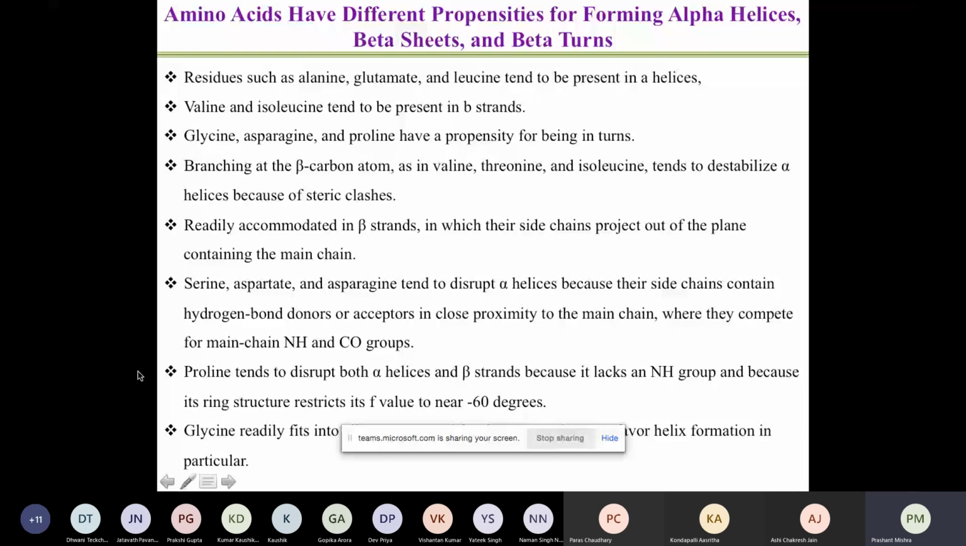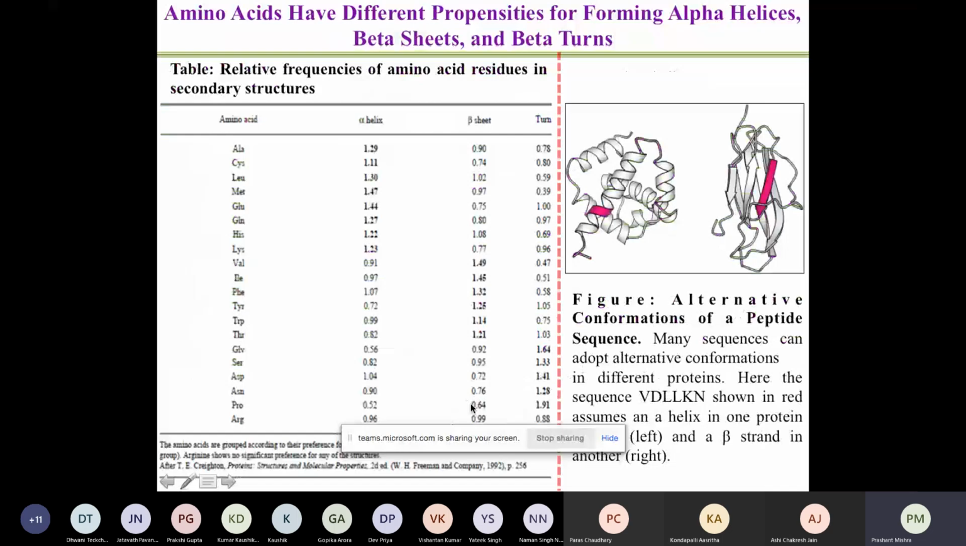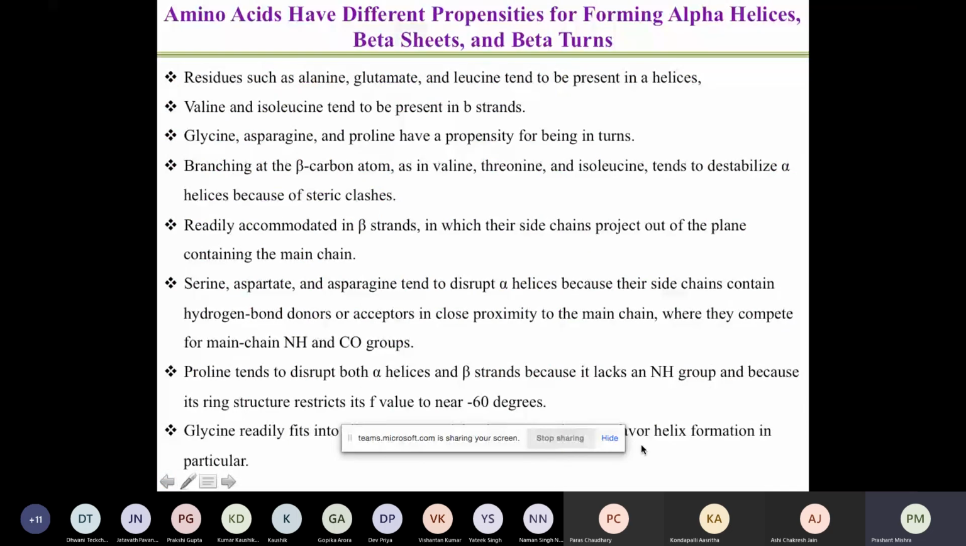Proline is another amino acid. What is unique in proline? Do you remember? Proline is the one where its side chain interacts with the main chain. So proline disrupts both alpha helix and beta strand, and it lacks the NH group, and its ring structure restricts the phi value, which is around 60 degrees. It is not minus 60, it's 60 degrees. And that is the way you learn about these amino acids. Glycine readily fits into the structure, and you will find that there are many proteins where glycine is predominant.